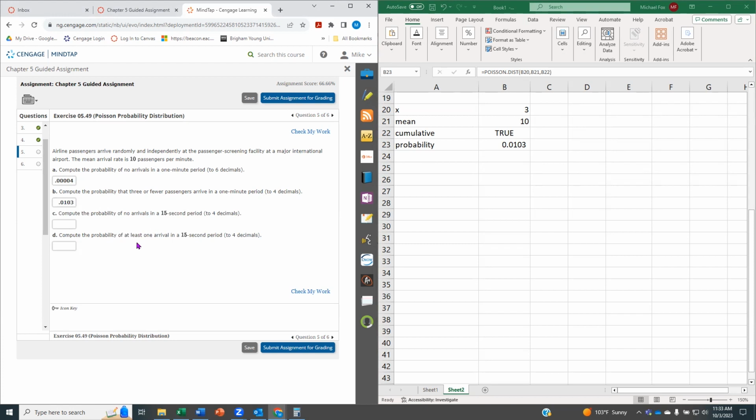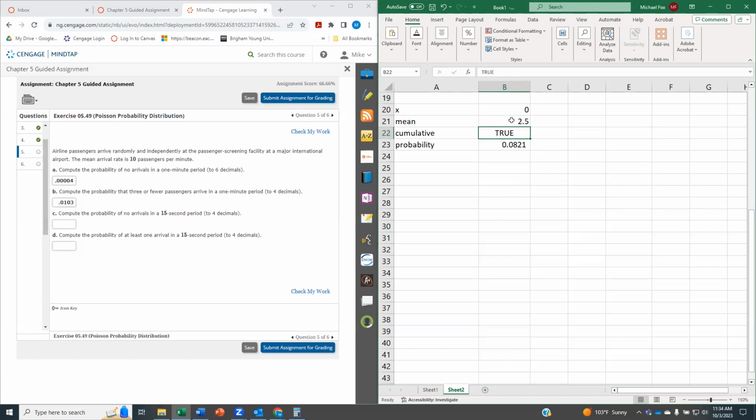The probability there are no arrivals in a 15-second period. So this one's a little tricky because, again, it sounds like we're going to go back to 0. But also, we have to recognize that up here, our arrival rate was 10 passengers per minute. So we use 10 as the mean. But here, we're only looking at a 15-second period. And so that is 1/4 of a minute, right? There's 4 15-second periods in 1 minute. So we're going to adjust our mean by dividing it by 4.